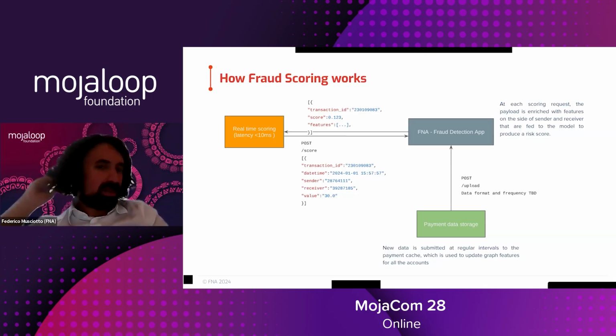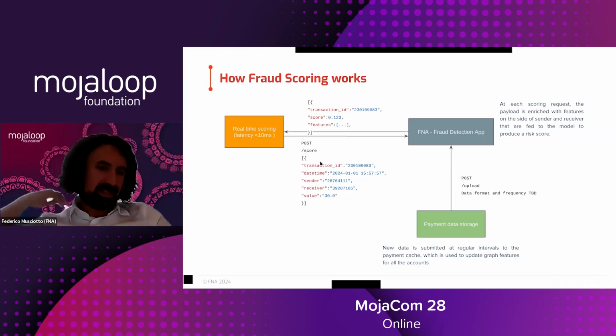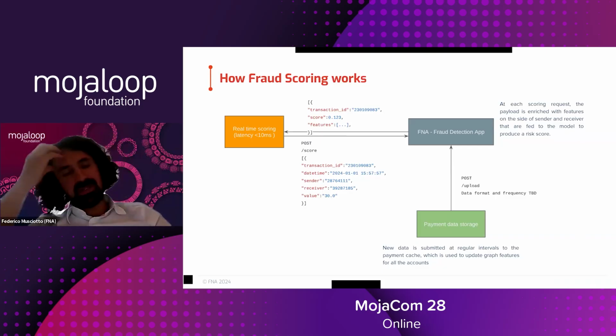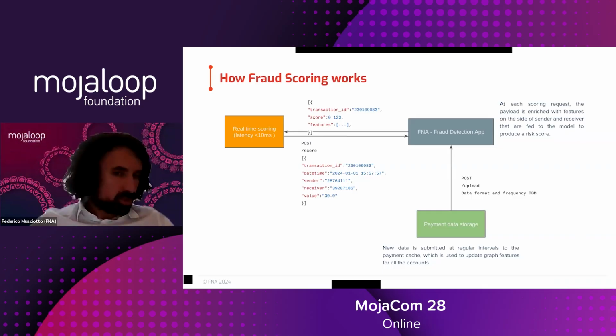Yes, that's how we usually make it. So the point is that we have a separate process from this upload. We have just this score endpoint, as we call it, in which you just submit the payload, the information around the payment that has to be submitted. We score it back, and then you take the decision.